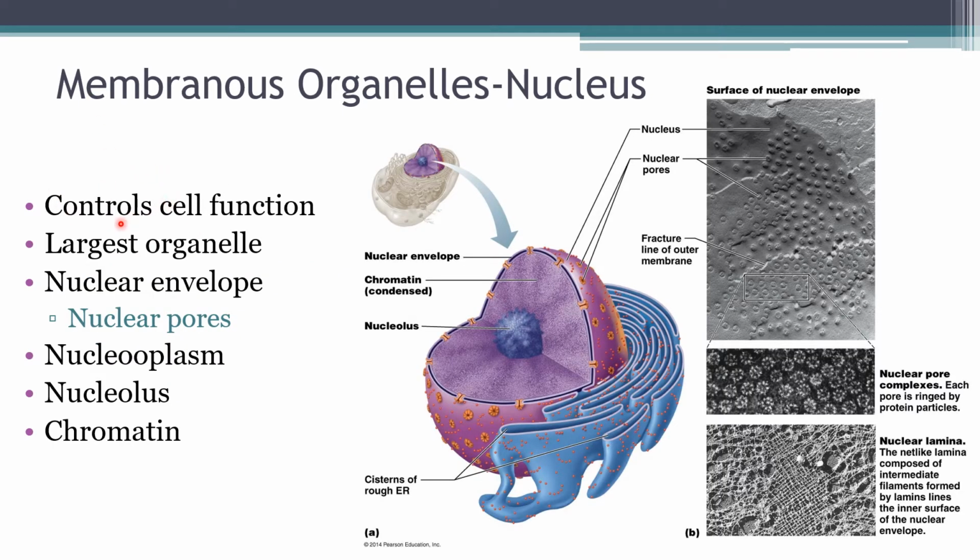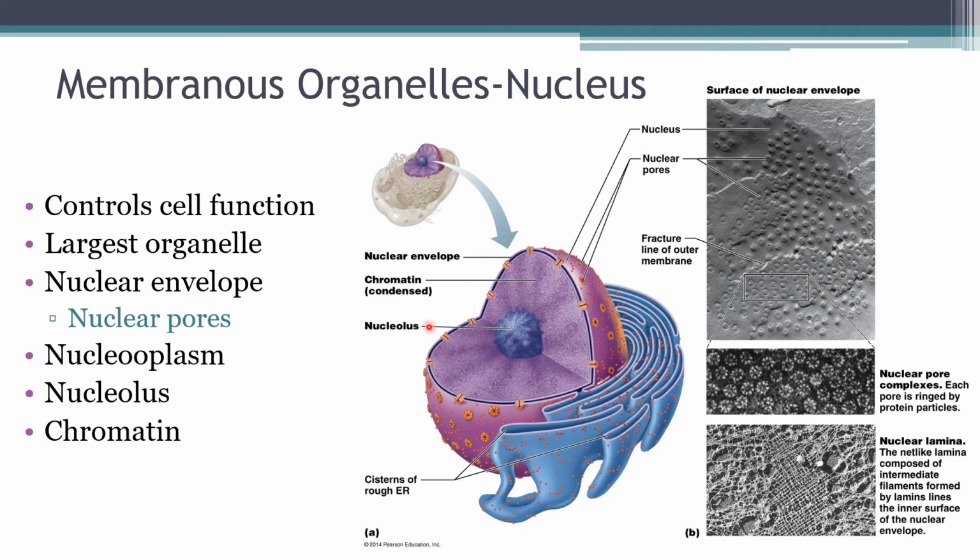So the nucleus is going to be the largest organelle in the cell. It's the only one that's visible, really, with a light microscope, and the nucleus controls cell function. So the first structure that's part of the nucleus is called the nuclear envelope. This is basically the membrane that surrounds the nucleus. Now, remember, membranes are made of phospholipid bilayers.